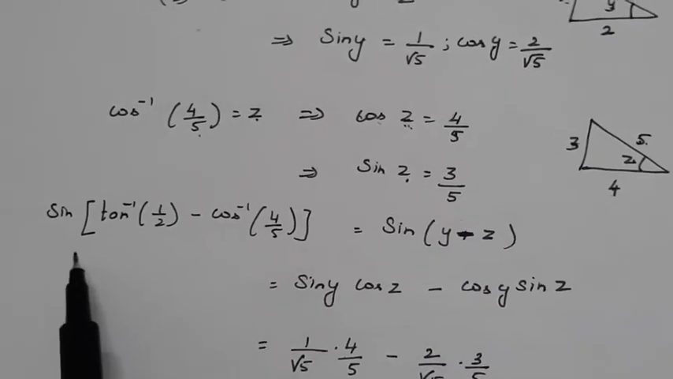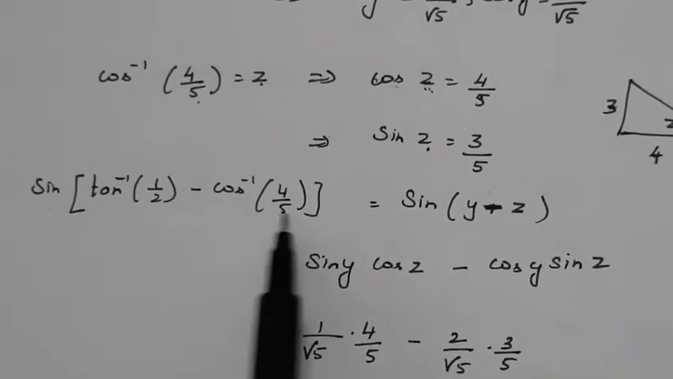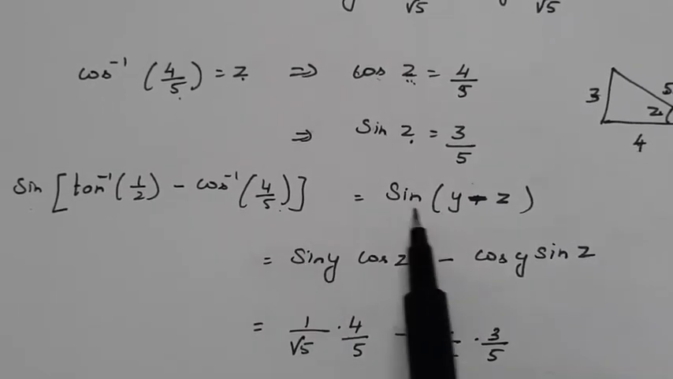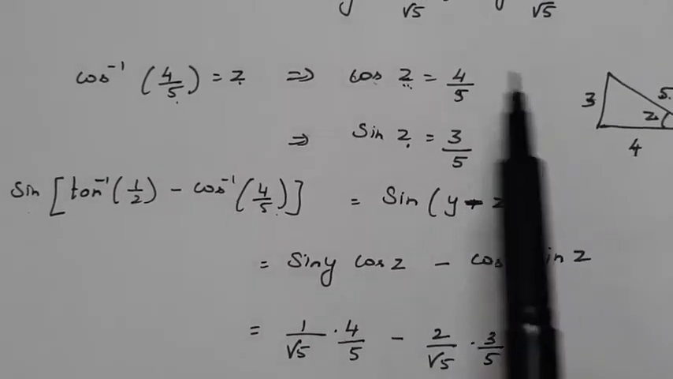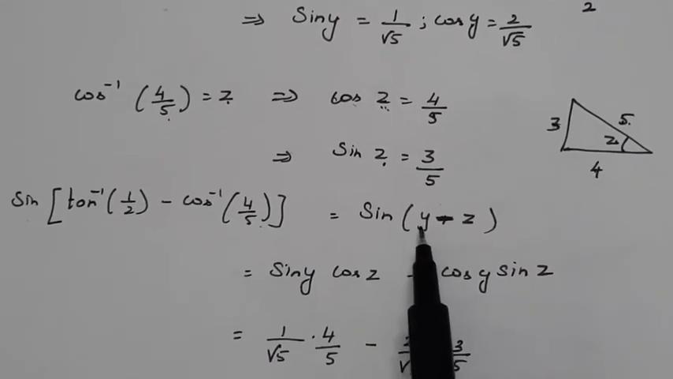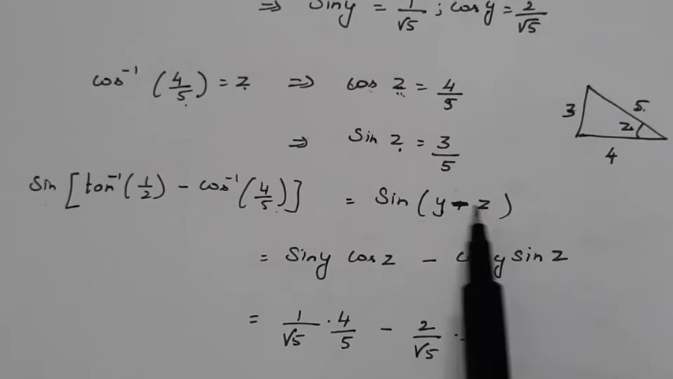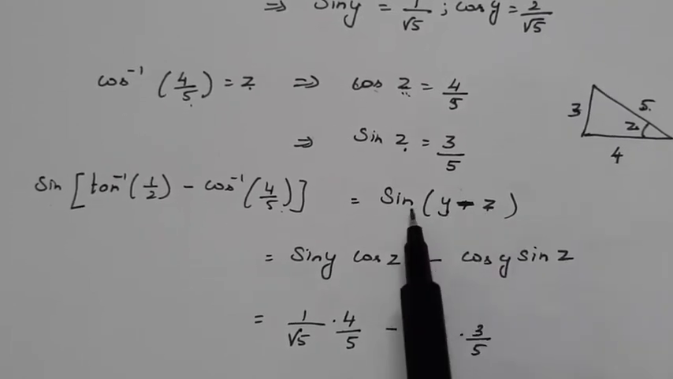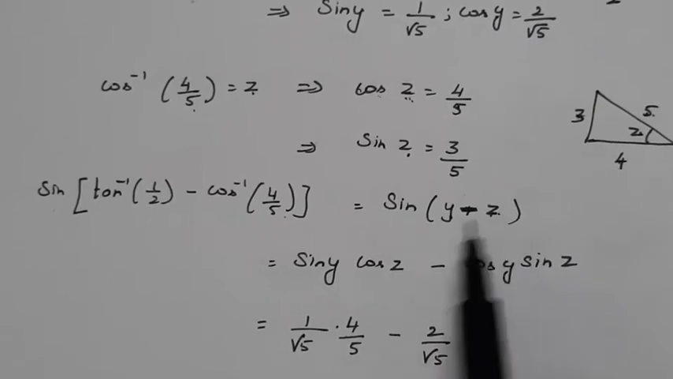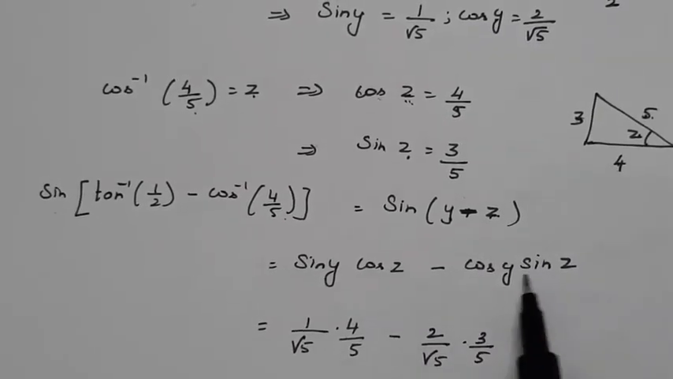So this is the given expression: sin of tan inverse of 1 by 2 minus cos inverse of 4 by 5. That is nothing but sin of y minus z. We don't know the exact values of y and z, so you are going to use the compound angle formula. What is sin of y minus z? Sin y cos z minus cos y sin z.